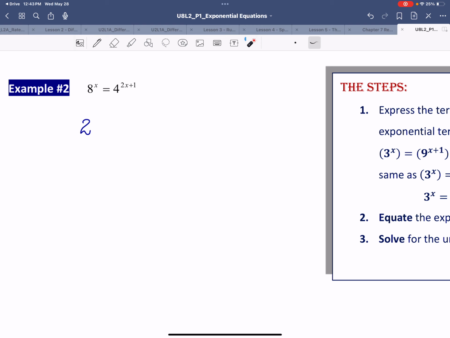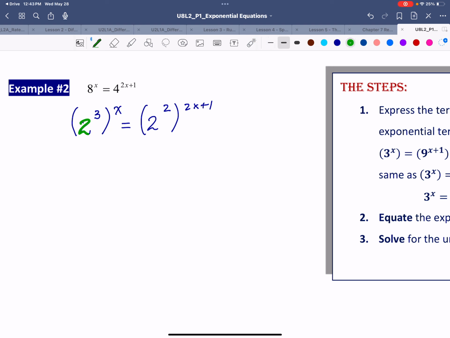This is obviously a simple, small number, but normally what you want to do is pick a base that you think should fit into the bases given, and then try different powers by trial and error on the calculator. So this is going to be 2 to the power of 3 for 8, and then to the power of x. And number 4 is 2 to the power of 2, and then to the power of 2x plus 1. We want to simplify each side. As you can see, we have arrived at the same base on both sides of the equation.